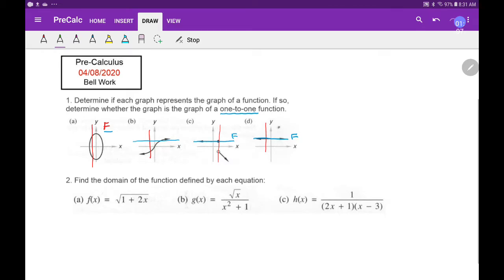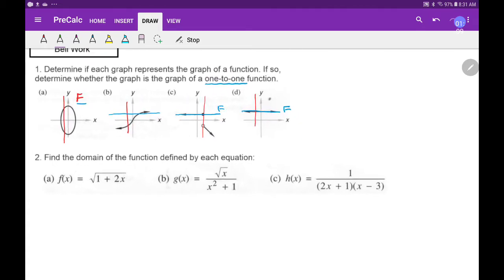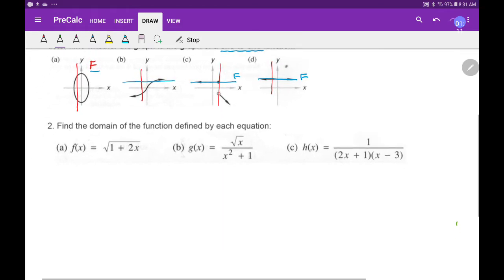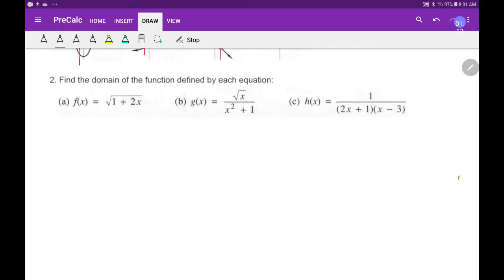Find the domain of the function defined by each equation. Well, let's see. What are we worried about with A? We're worried about 1 plus 2x. We want to make sure that that is greater than 0. It's okay if it's 0. So we can solve for x there.